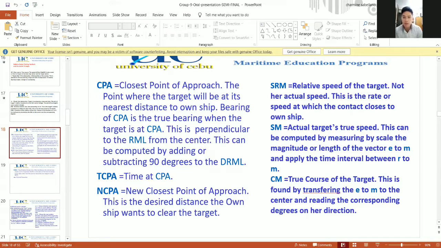SRM, relative speed of the target. Not its actual speed. This is the rate or speed at which the contact closes to the own ship. SM, actual target's true speed. This can be computed by measuring the scale, the magnitude or length of the vector E to M, and applying the time interval between R to M. CM, true course of the target. This is found by transferring the E to M to the center and reading the corresponding degree on its direction. Next slide, please.